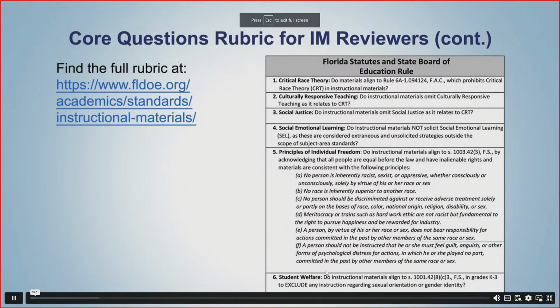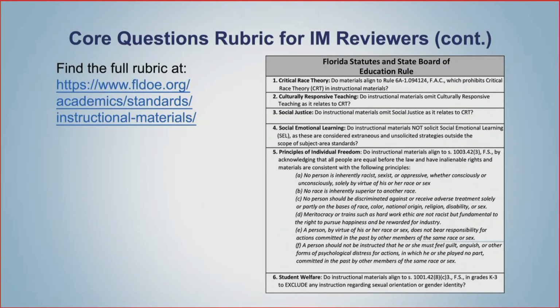The section of the rubric titled Florida Statutes and State Board of Education Rule discusses the rejection of any unsolicited strategies that could be seen as indoctrination, or that contain divisive materials such as critical race theory, culturally responsive teaching, social justice, and social emotional learning. Critical race theory, culturally responsive teaching, social justice, social and emotional learning, and any other unsolicited theories that may lead to student indoctrination are prohibited.